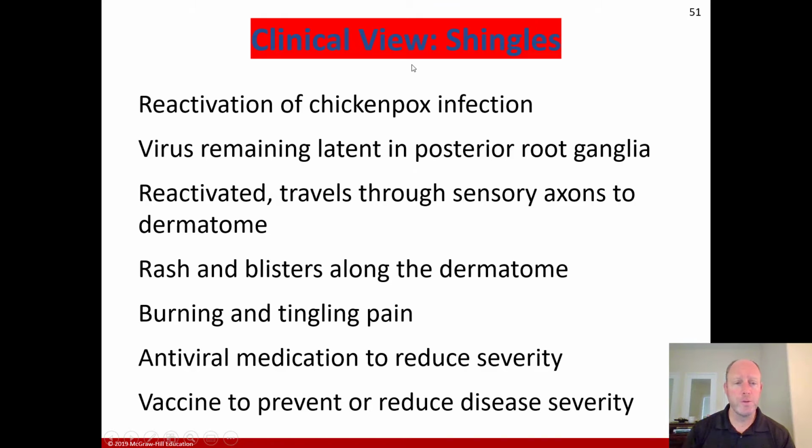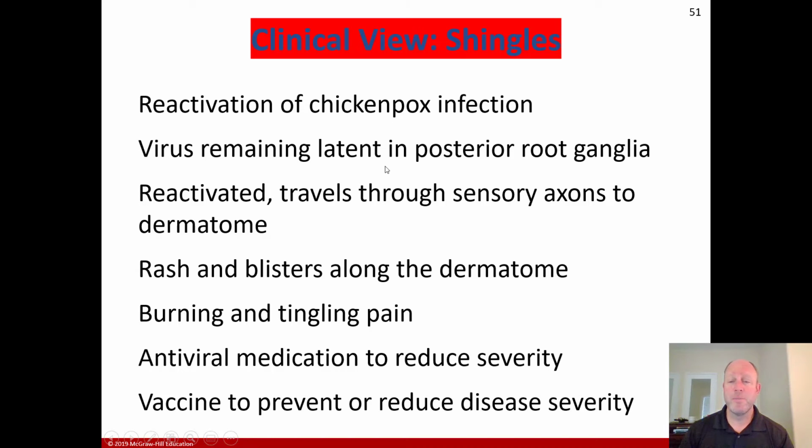For the clinical view, shingles: you're not going to have to know all the dermatomes, exactly which one innervates where, at least not right now. For shingles, basically for the future, and the importance of recognition and application as always, it is the reactivation of the chickenpox infection. Supposedly you should have had chickenpox, because as we get older, it gets more and more severe. Some diseases are more difficult when you're older, and some are more difficult when you're younger. And chickenpox is one of those that is more difficult when you're older.